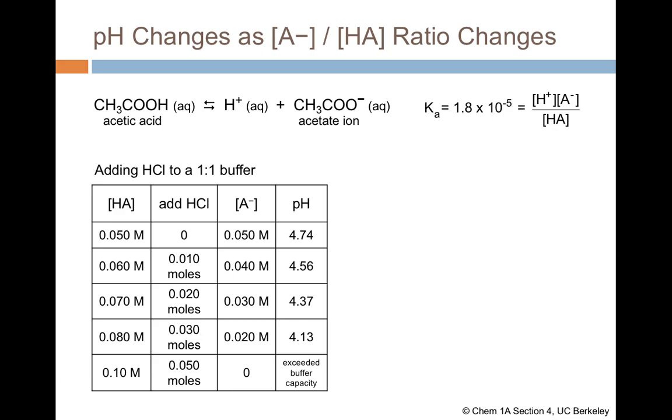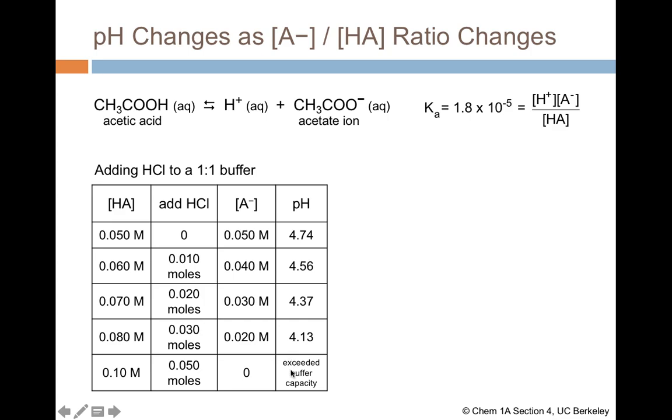We can keep going along these same terms until we have added 0.05 moles of HCl. At this moment, we say that the buffer capacity has been exceeded because those 0.05 moles of HCl have depleted the A- concentration entirely. There's no longer roughly equal concentrations of these two species. We have all HA and no A-. And now the buffer can no longer maintain that same pH that we have before.